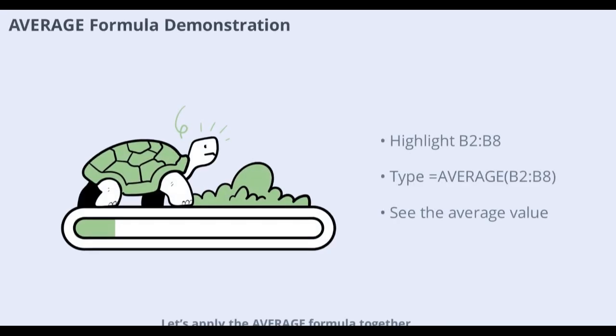Let's apply the average formula together. Highlight the sales numbers in B2 to B8, then in cell B10, type =AVERAGE(B2:B8). After pressing enter, you'll see the average sales value for the week. This helps you quickly understand the typical sales performance, which is valuable for making business decisions or tracking progress over time.